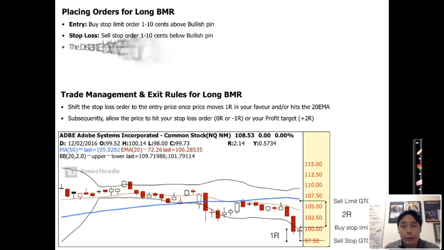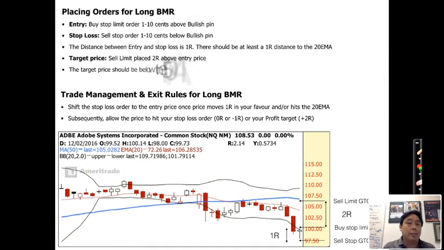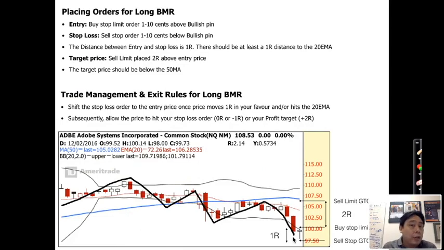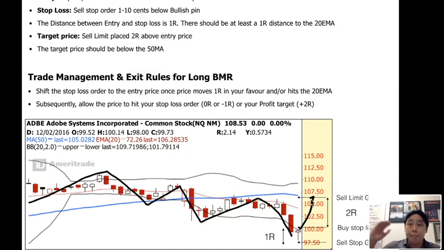So how do we place our orders? Where do we enter? Where do we exit? Take a look at this chart over here. Again, you can see that the price of Adobe has declined to a new low. We have a bullish pin bar that appears outside the lower Bollinger Bands, and assuming that we have a bullish divergence as well, we're going to go long and take a quick profit as it reverts back to the mean.